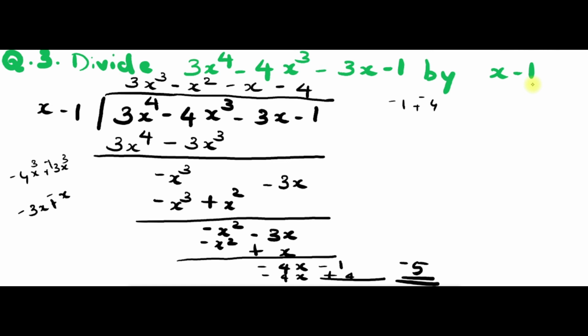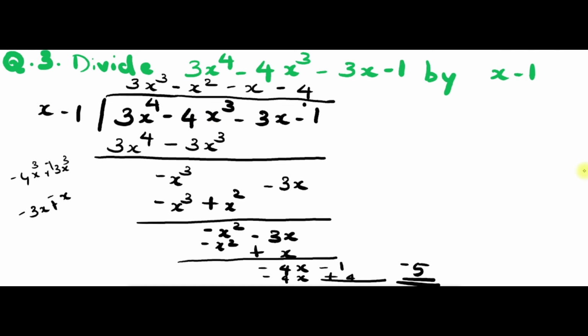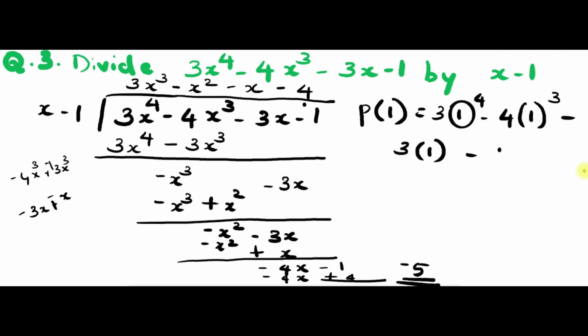You can check whether this remainder is correct or not by means of the zero. Here, which is the zero? Here I have divided this polynomial by x minus 1. Suppose x minus 1 is equal to 0, x will be equal to 1. So, I can find p of 1. P of 1 is equal to, instead of x, I can put 1: 3 into 1 raised to 4 minus 4 into 1 cube minus 3 into 1 minus 1.